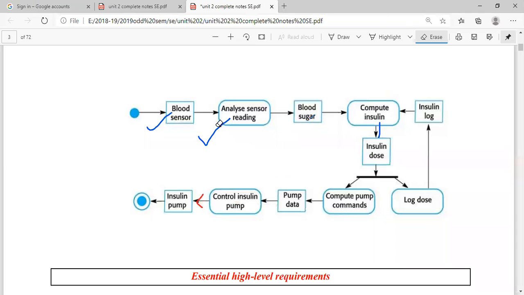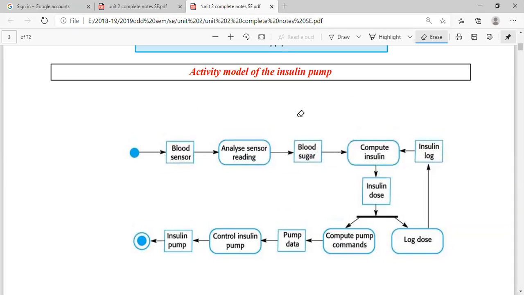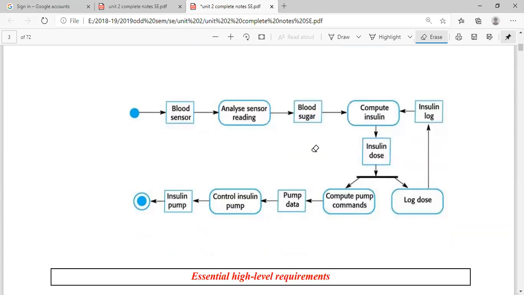They may ask you in the exam to draw any of the activity diagrams. They may ask you this diagram also, that is, draw the activity model of the insulin pump. It is very easy to remember. You just have to show what activities are carried out and what processes are involved in the activities. You can see the square boxes and the round cornered rectangle boxes, such as blood sensor, blood sugar, insulin log, pump data or insulin pump.